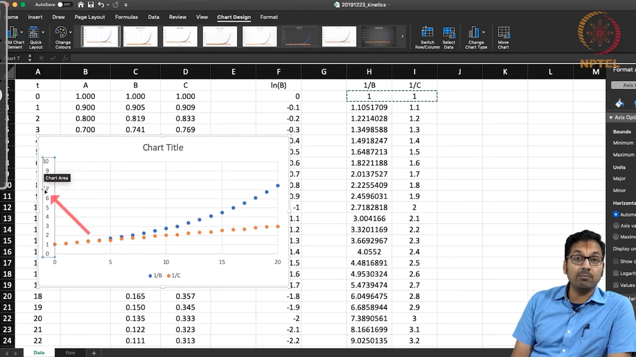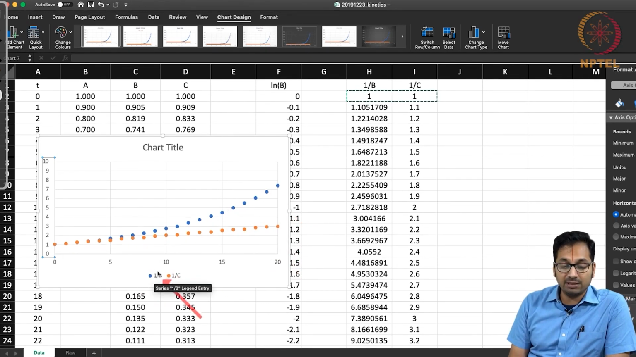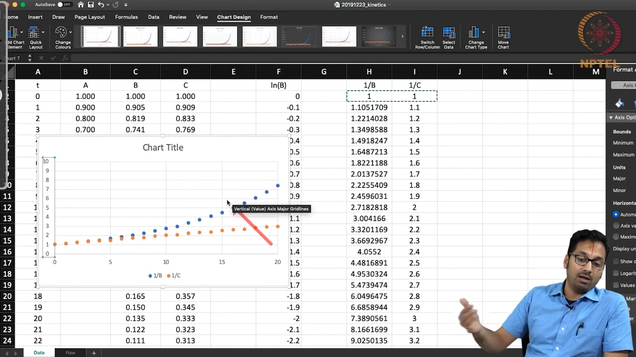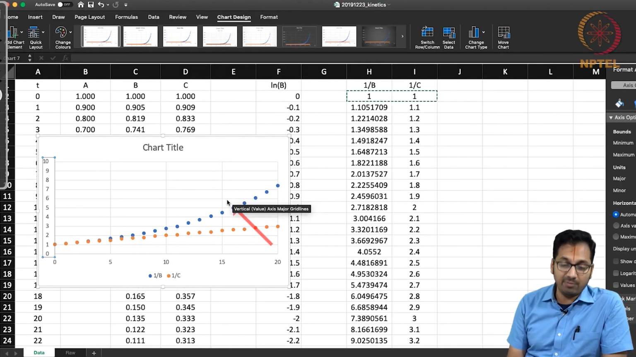So now when I zoom in properly, what you are able to realize is that the orange line goes in a certain way, while the blue line starts to deviate very fast, which is known because we know for a fact it's a first order reaction for B, so therefore it's not going to be a linear line, and it's exploding as the t starts to increase, the 1 over B is increasing tremendously.